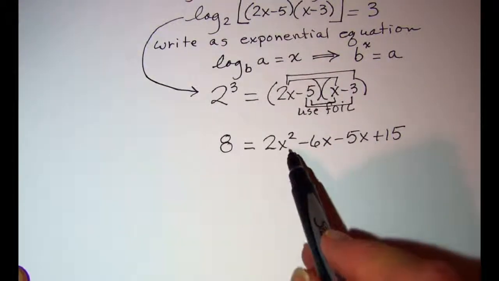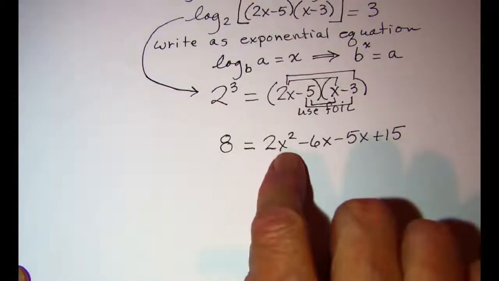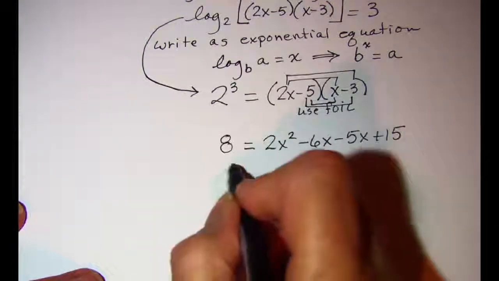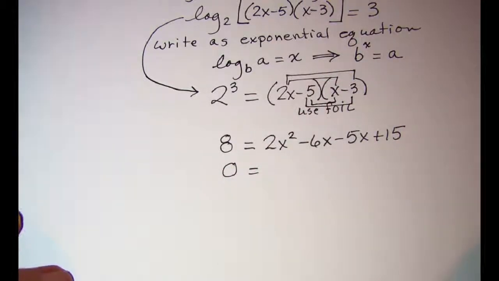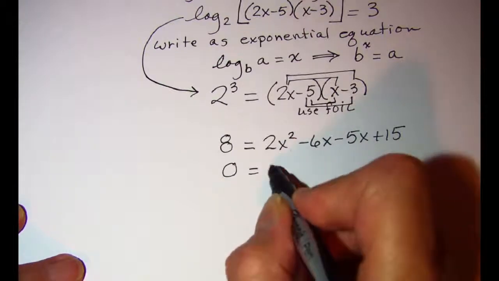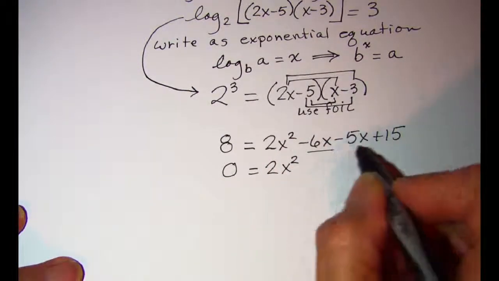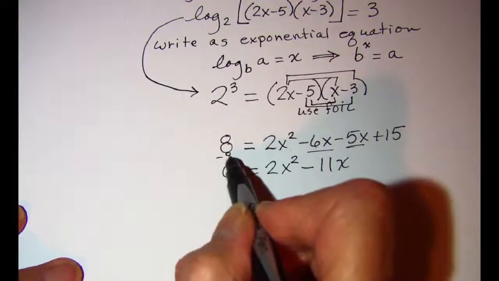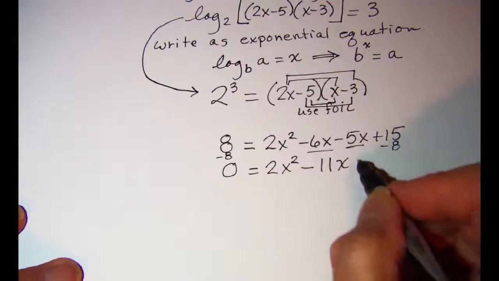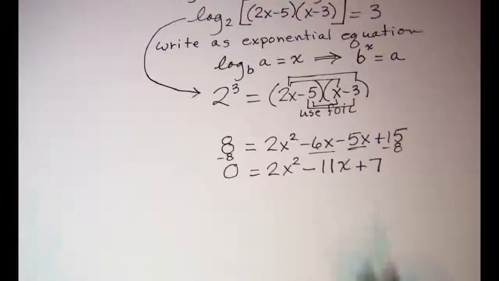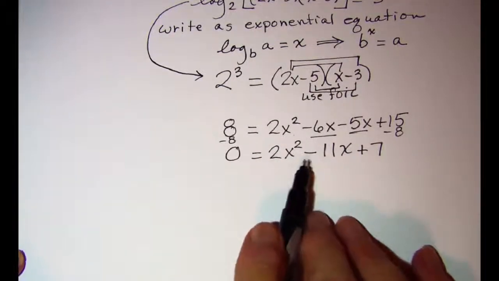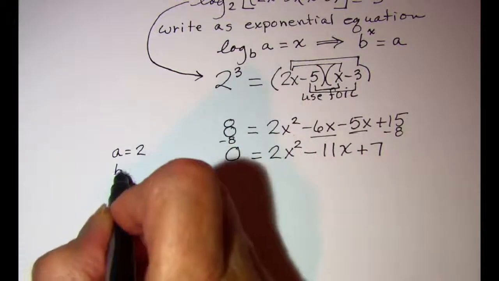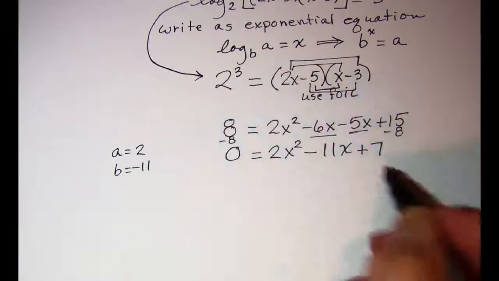When we have a quadratic, we know this is a quadratic because of the x squared term, it's always best to put everything on one side, set it equal to 0, and then see if it can be factored or if you need to use some other method to solve. I have 2x squared. Combine these two terms, it's negative 11x. And then if I subtract 8 from this side, I'll have plus 7. This quadratic does not factor, so I am going to use the formula. A is 2, B is negative 11, C is 7.